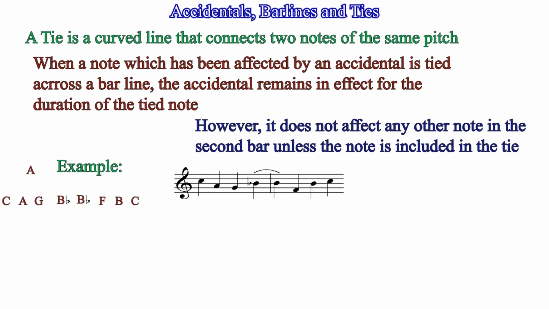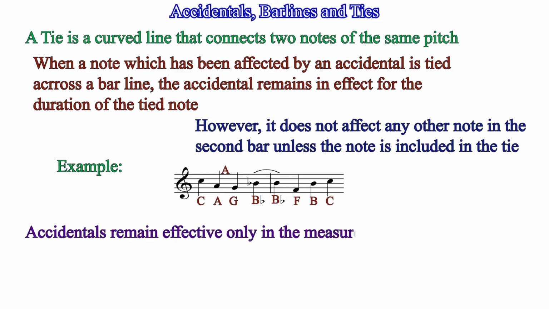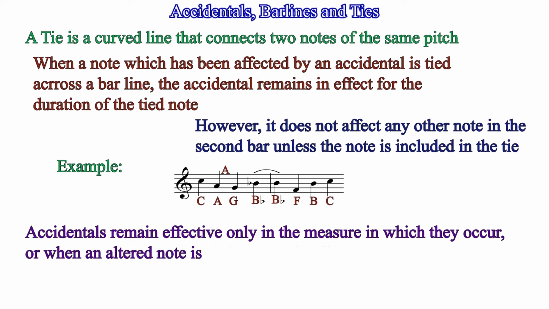The B flat in the first bar makes the B in the second bar to be B flat because there's a tie between them. But the other B in the second bar is just B. It's not affected by the accidental. We can therefore state here that accidentals remain effective only in the measure in which they occur, or when an altered note is tied across a bar line.